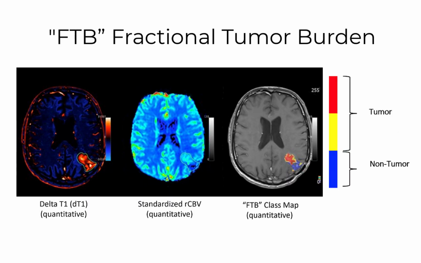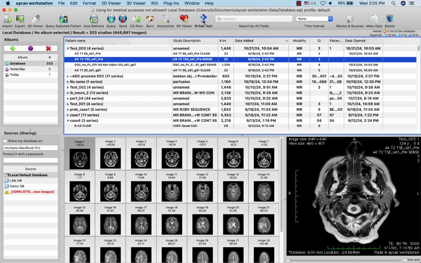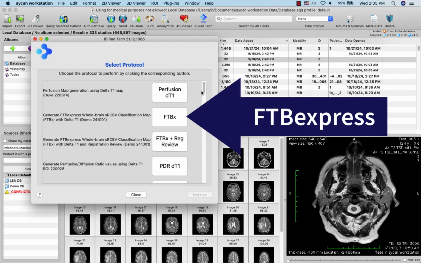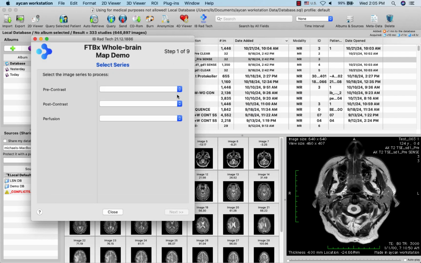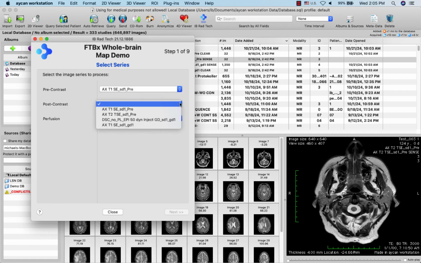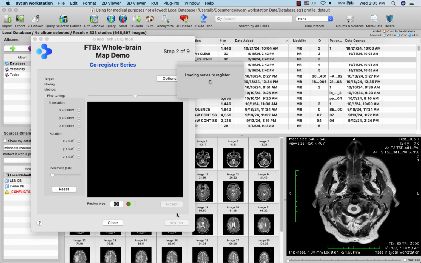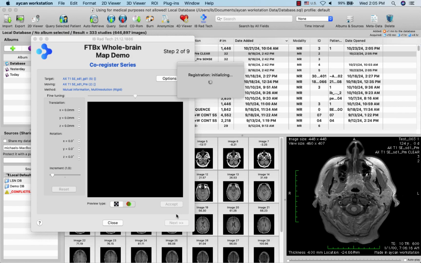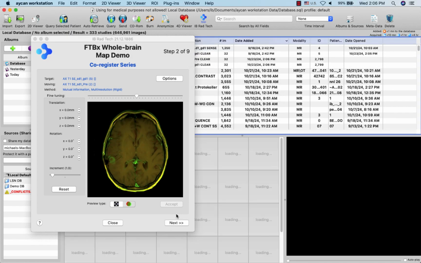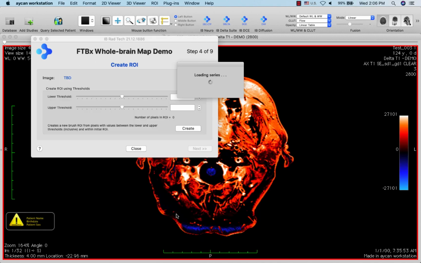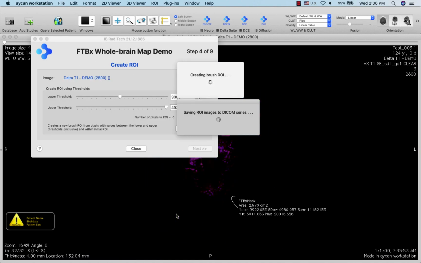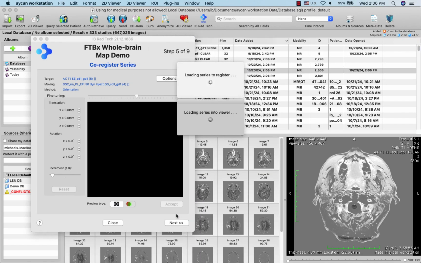environment. This workflow will automatically generate fractional tumor burden maps using the entire brain as the ROI. So the user again chooses the pre and post contrast T1 weighted image series and the DSC Perfusion series, selects next, and then everything else is fully automated. So this workflow eliminates the need to manually draw those bounding ROIs on delta T1 maps. Again, instead we are using the whole brain as the ROI.